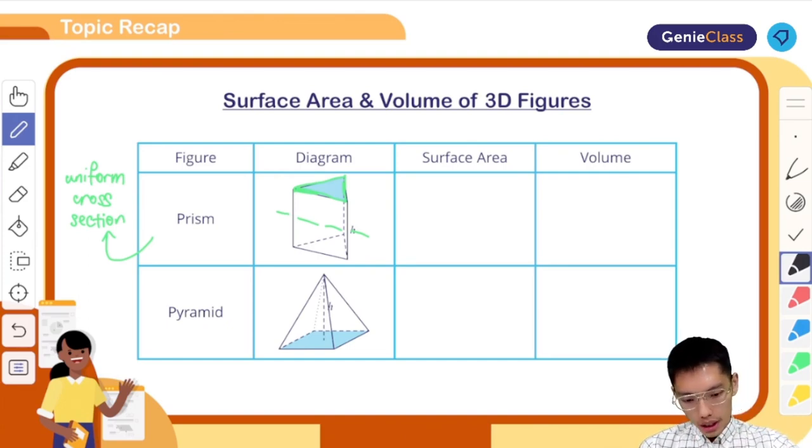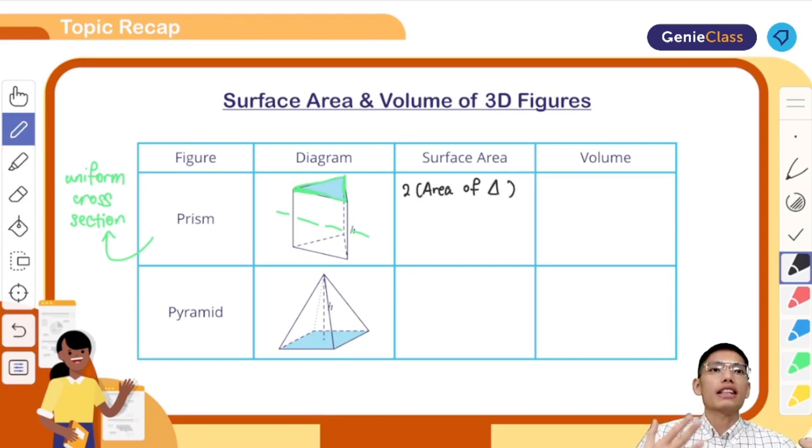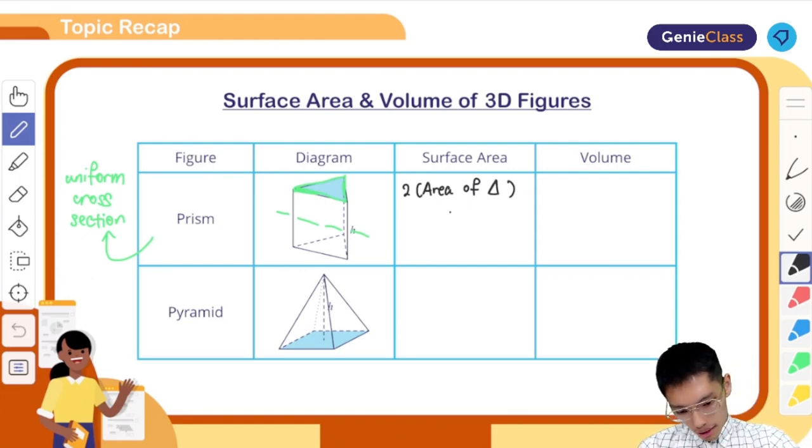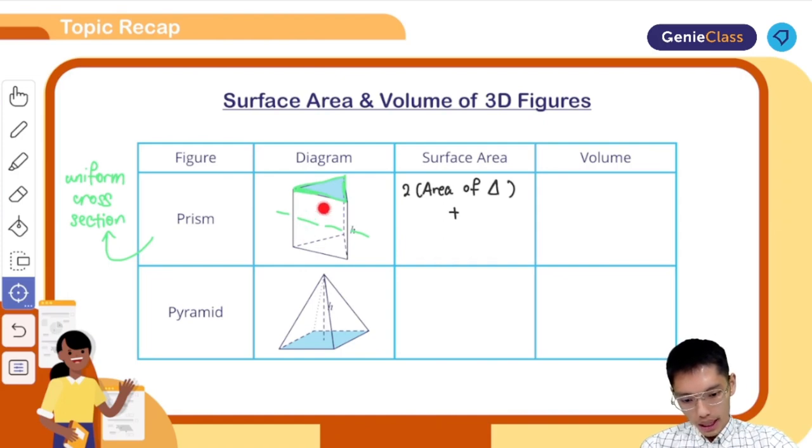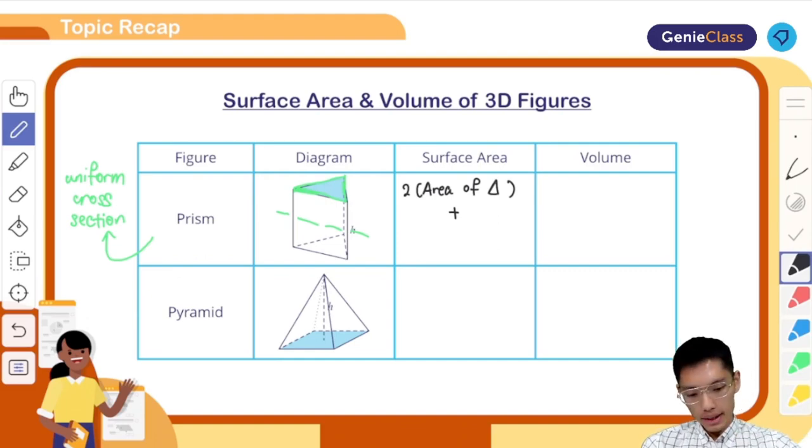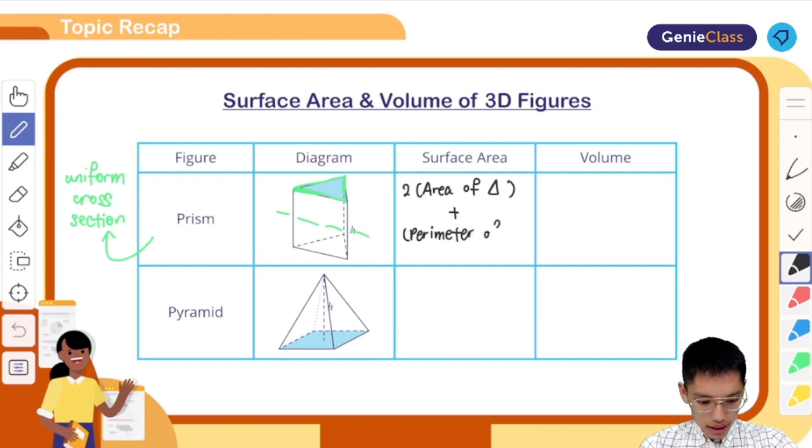We have to find the area for 2 of the bases, regardless whether, in this case, it's a triangle, but in general, it can be a square, a parallelogram, a trapezium, what I've learned so far. And for the curved surface area over here, for the white color regions, we can find by the perimeter of the base, in this case my triangle, multiplied by my height. This is what we have touched on in Sec 1.